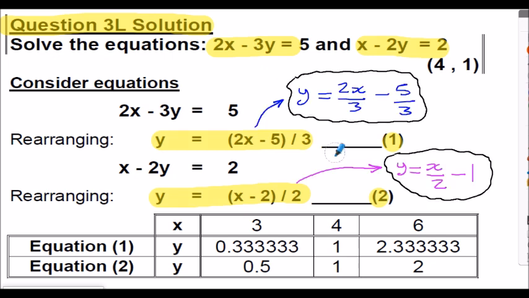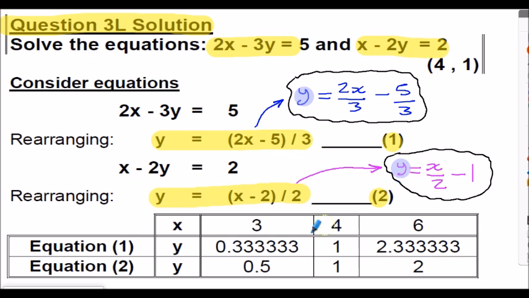Just showing you a slightly different format of equation 1, shown here, where the gradient is 2/3 and the intercept constant is -5/3. And also here for equation 2, where y is equal to x divided by 2 minus 1. So the gradient is a half, or 0.5, and the intercept constant is -1.